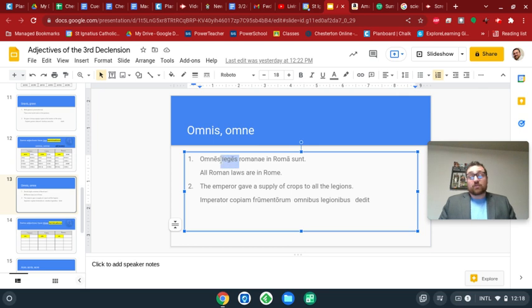Leges, the word lex, is a feminine word, and so we have feminine endings on our adjectives. Romanae is a feminine ending, feminine plural, and omnes is an ending that can be feminine, right? So omnes leges Romanae in Roma sunt. And we had imperator copiam frumentorum omnibus legionibus dedit, to all the legions gave.